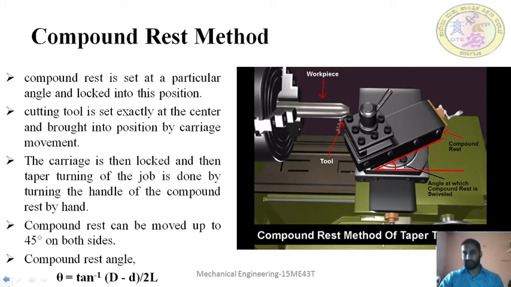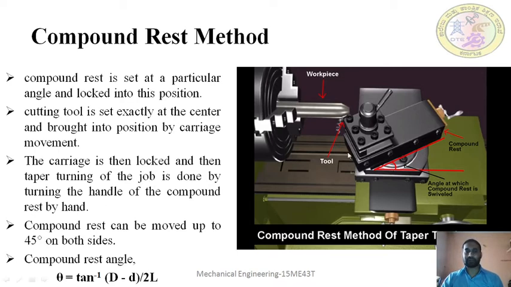You can see here one handle is there. So this wheel will be moved for getting taper turning. Now the carriage will not be used. In the earlier method, you had to move the carriage to move the tool across the length of the workpiece. But in the compound rest method, we swivel the compound rest to a required angle, and the tool is placed inside the tool post. After that, instead of moving the hand wheel of the carriage, we are moving the hand wheel of the compound rest. So the required angle is obtained by this method by moving the compound rest to a required angle.